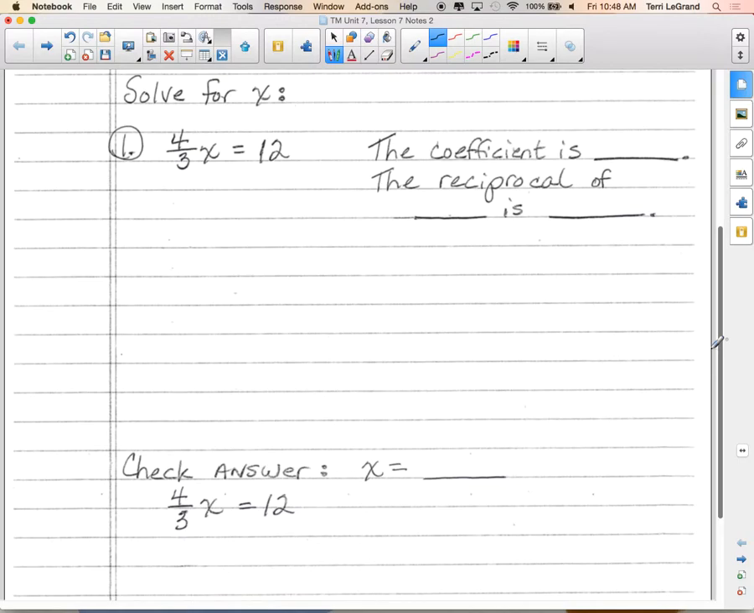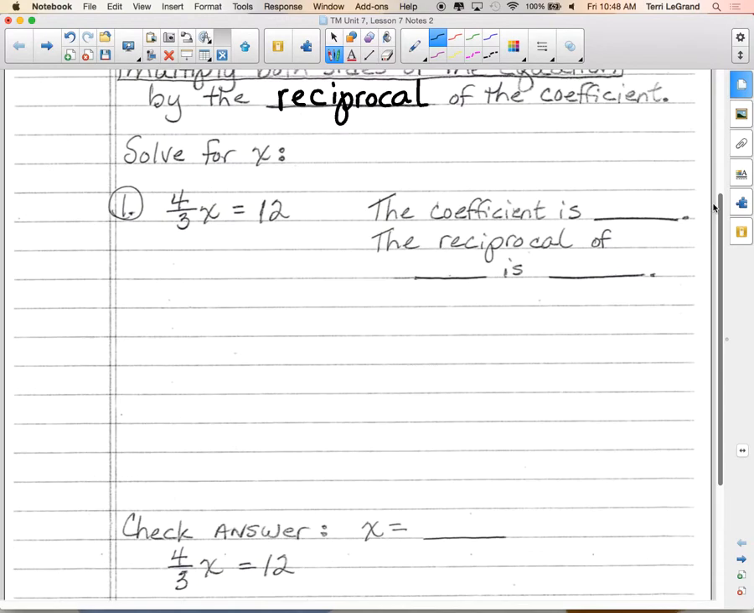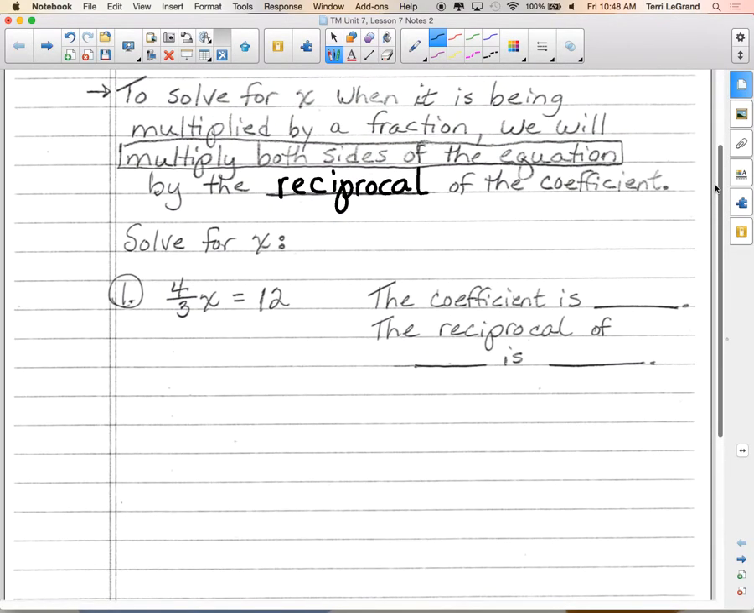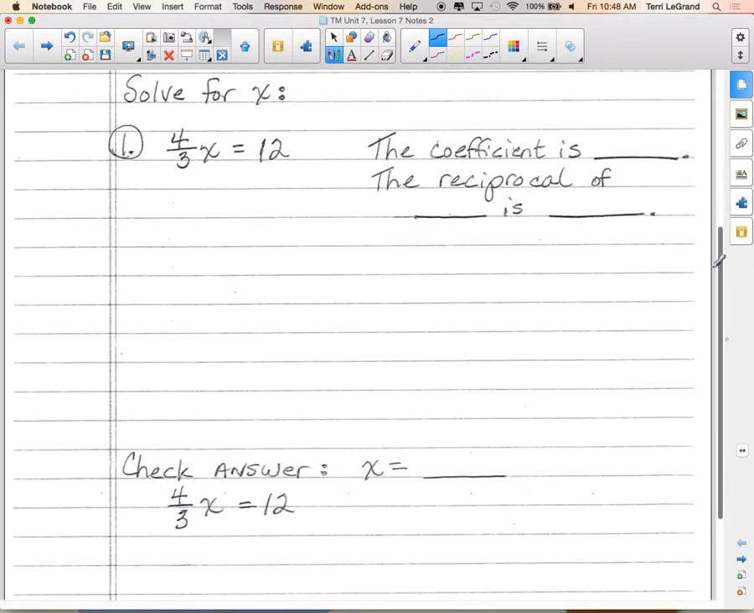So what we're going to do is what I just set up here. We're going to multiply both sides of the equation by the reciprocal of the coefficient. So in number 1, what's our coefficient? Okay, write it on your paper then. If you're not going to talk to me, then write it down. The coefficient is, in 4/3 x equals 12, what is the coefficient? Remember, the coefficient is what the variable is being multiplied by.